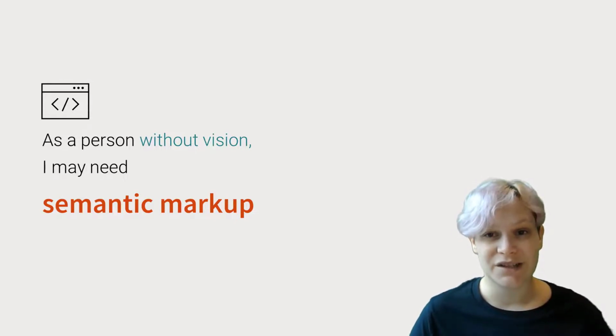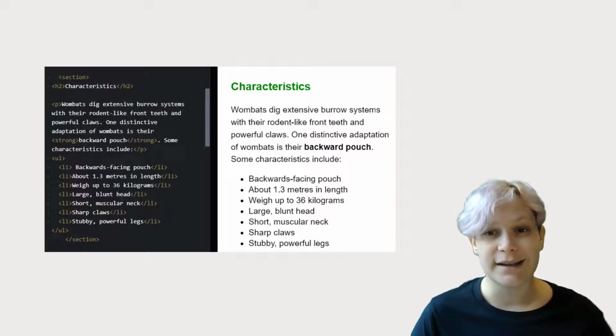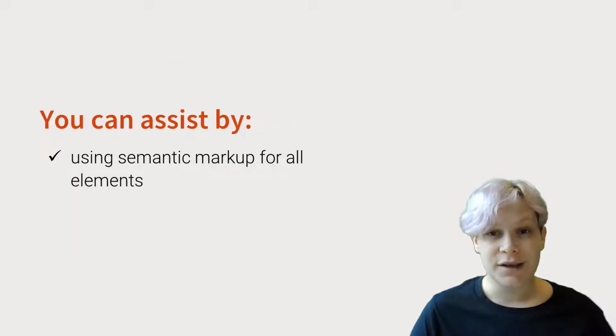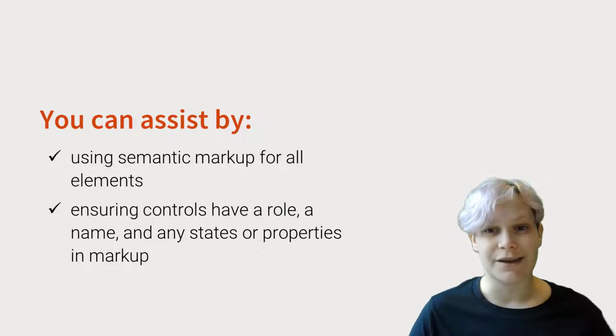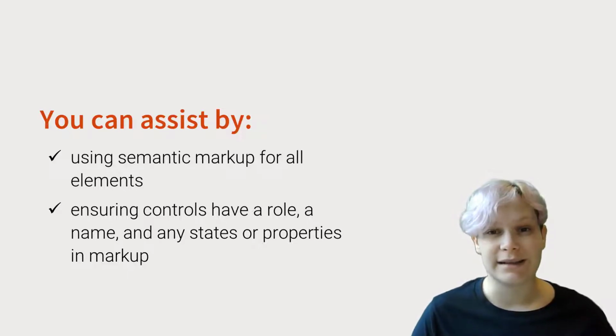As a person with no vision, I may need semantic markup, which is the use of HTML or other coding languages to convey the meaning of information on web pages. You can assist by using semantic markup for all elements and ensuring controls have a role, a name, and any states or properties in markup. Failure to do so can render information invisible or incorrectly labeled to people without vision.